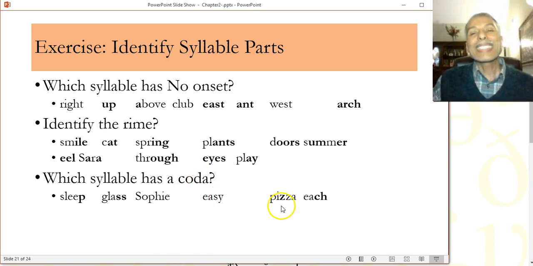How about "pizza"? Again, focus on how you say it, not how it is written. So "peet," that is one syllable, and it has a coda. And then "sa," this one doesn't have a coda. And then "each," the whole thing is a rhyme, and it has a nucleus, and it has a coda.